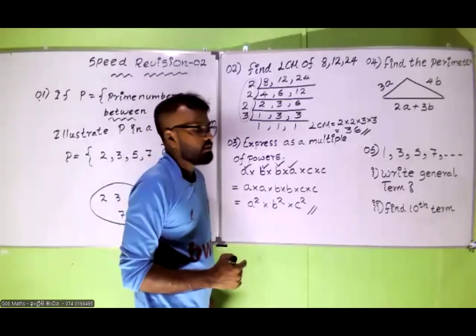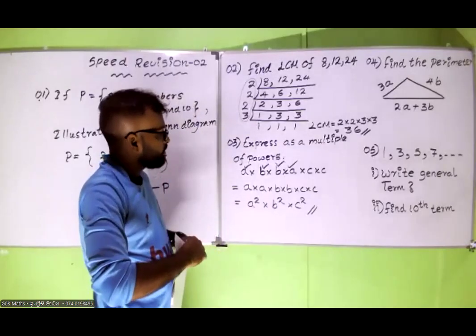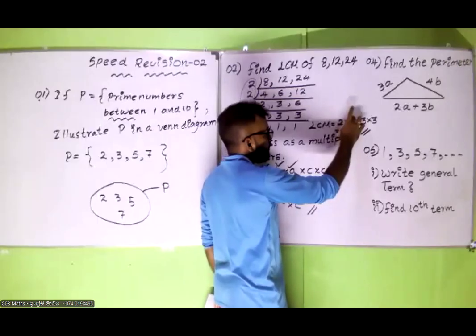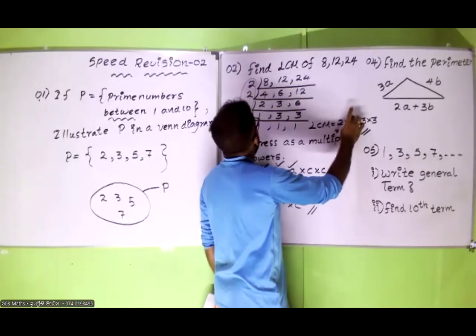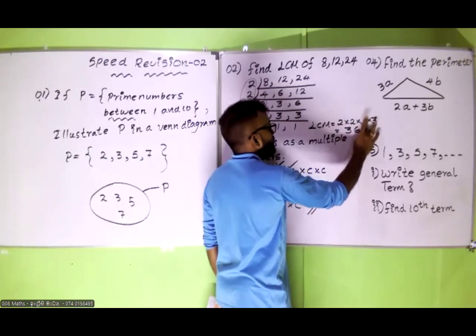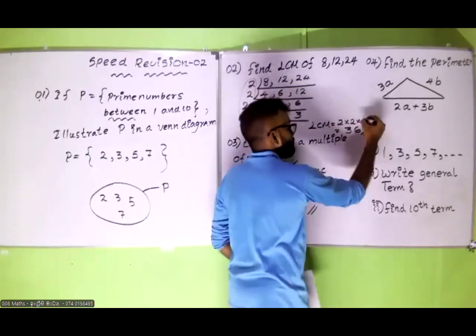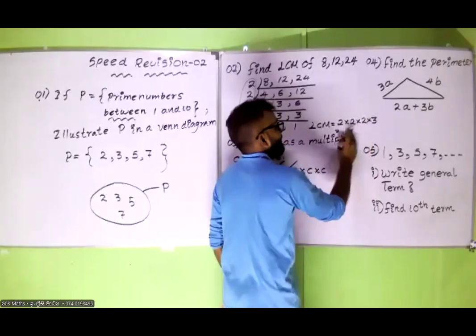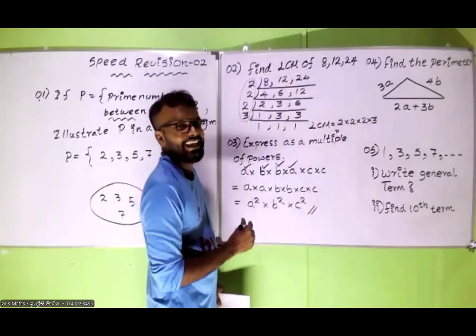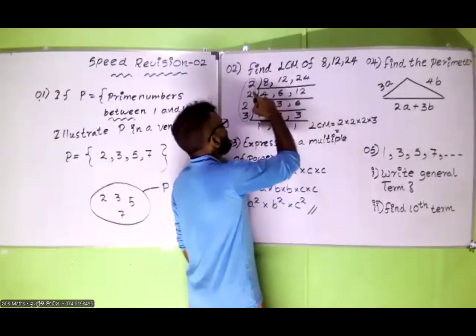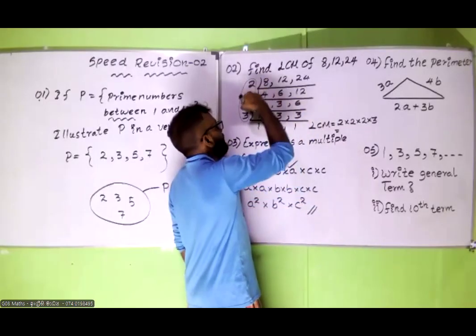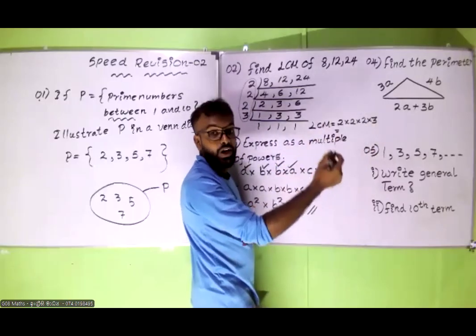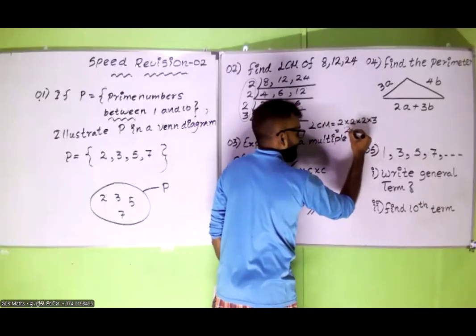Okay. The LCM, 2 into 2 into 2 into 3. 2 times 2, 4. 4 times 2, 8. 8 times 3, 24. I have made a mistake.